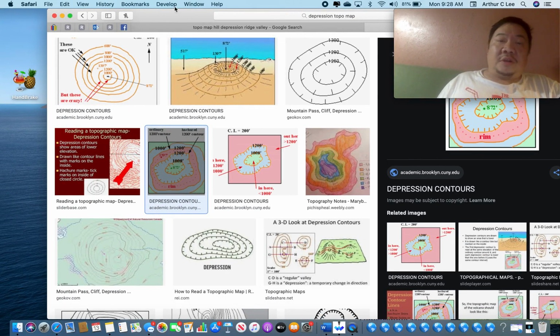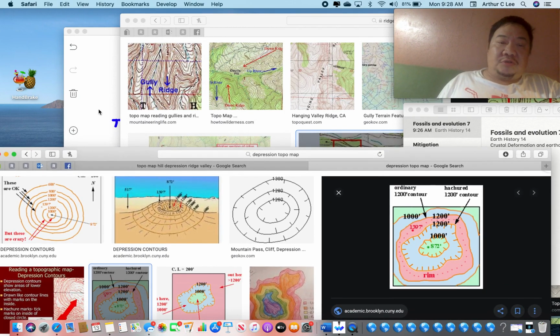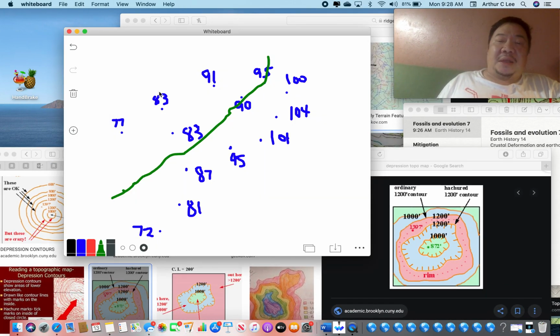Okay. Now we're going to learn to make topo maps, and I want to show you. I drew a little picture here for you. Let's say you had a map like this, and you have these elevations: 72 feet above sea level, 81 feet, 87 feet, 83 feet, 90, 95, 100, 104, 101. You have all of these elevations that some surveyor took, and they're represented by these blue dots. Now let's say you wanted to make a contour map or a topographic map for this with a 10-foot contour interval. This is the way you would do it, ladies and gentlemen.